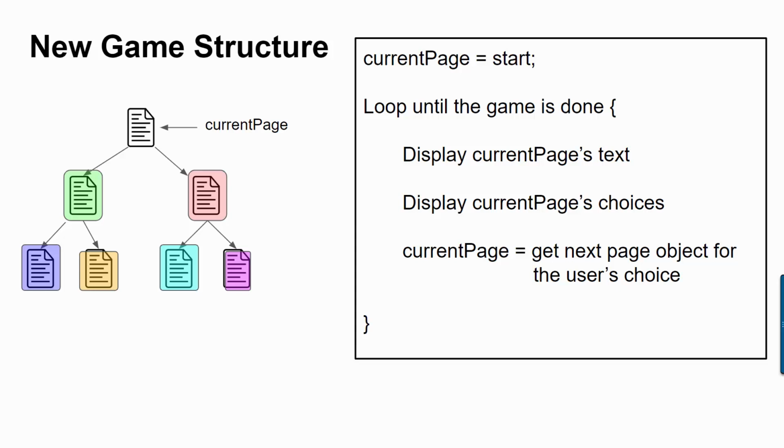of our story are linked together. And we'd have a game loop where we have a current page variable that you can think of as a pointer that points to the object representing the page that we're on right now.